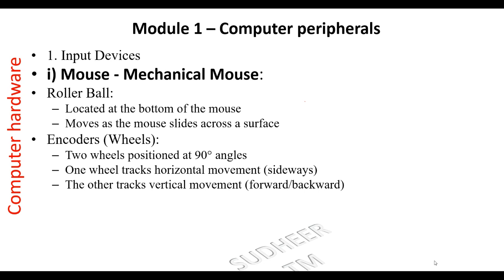Now the second component in the mechanical mouse is the encoder. That is the wheels inside your mouse. You can see two wheels positioned at 90-degree angles. Two wheels are fixed inside at 90-degree angles. One wheel tracks horizontal movement and the other wheel tracks vertical movement.